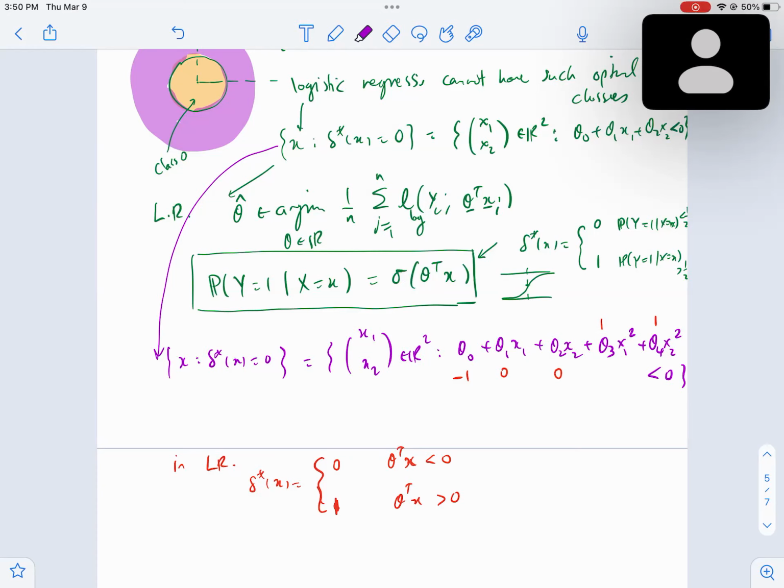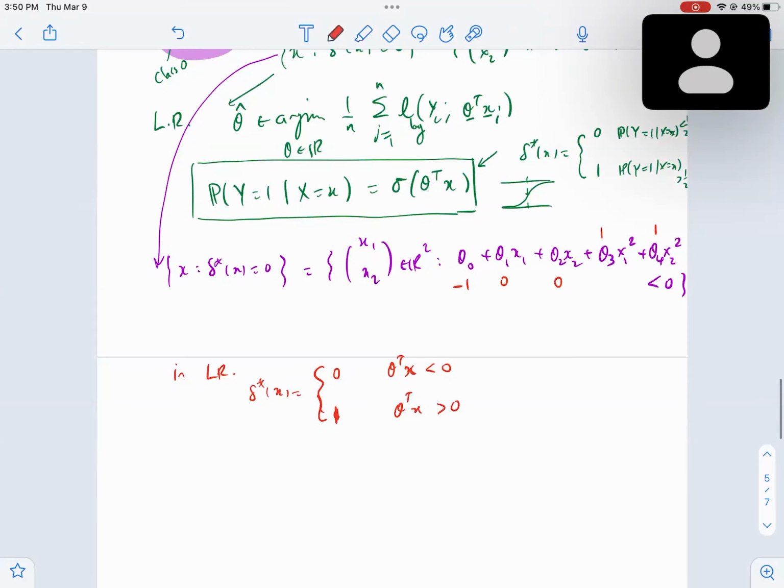Now, how should I modify this to get something like that? We're close, but exactly what should I do? I'm going to help you. Modify the model so that the probability of y equal 1 given x is sigma of, I should put something here other than theta transpose x. What would that be to give me this class 0?